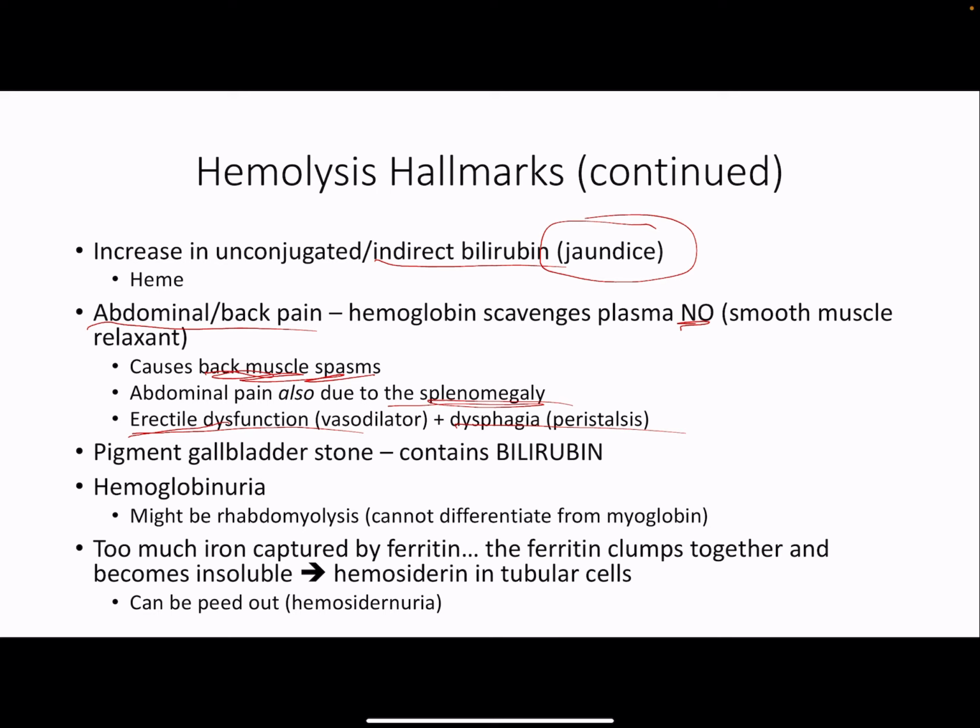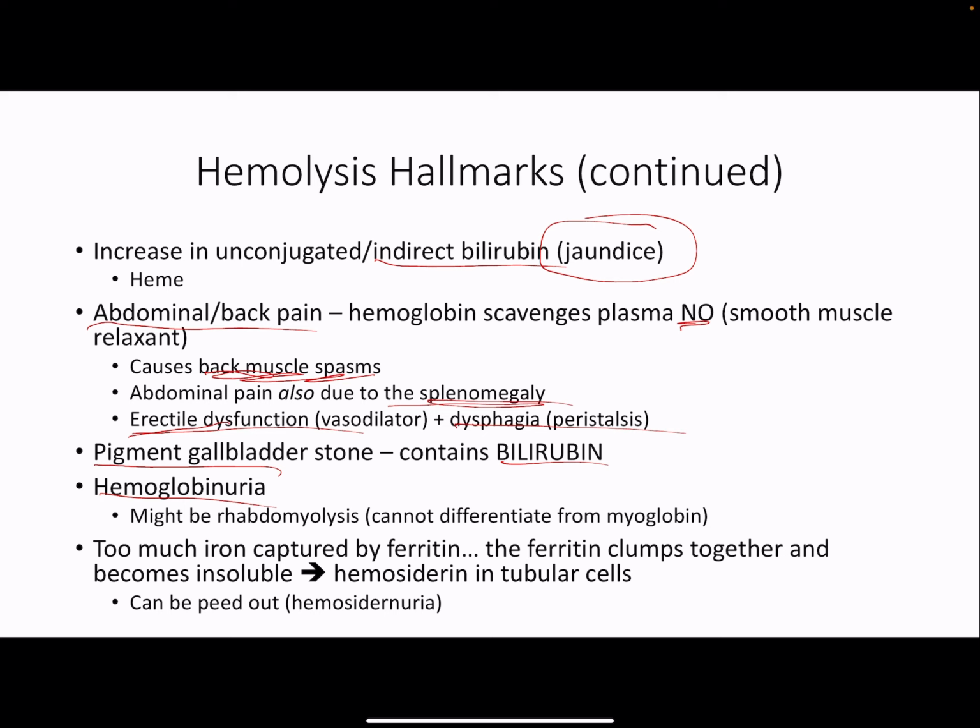There's lots of different types of gallbladder stones, maybe not lots, mainly we have cholesterol stones. But if you have too much bilirubin in the blood, which you would have if you have tons of hemolysis, you can also get what's called a pigment stone, which is really just lots of bilirubin, which accumulates and precipitates. Too much hemoglobin might eventually just get passed into the urine, so hemoglobinuria.